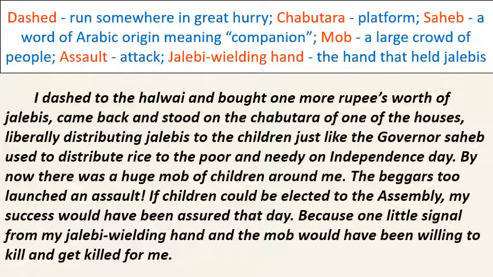He further mentions how, if the children were to be appointed in the assembly, he would have surely won with a majority that day. He says that madness was such that even if he gave a single sign from his hand in which he held jalebis, the crowd would have killed and agreed to be killed for him.